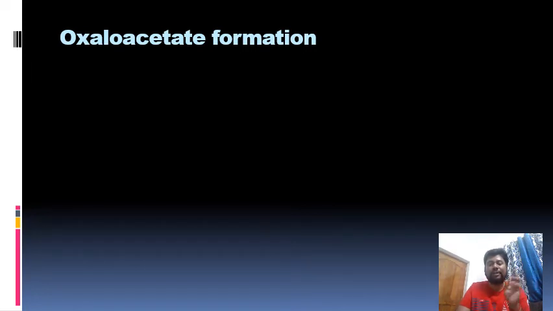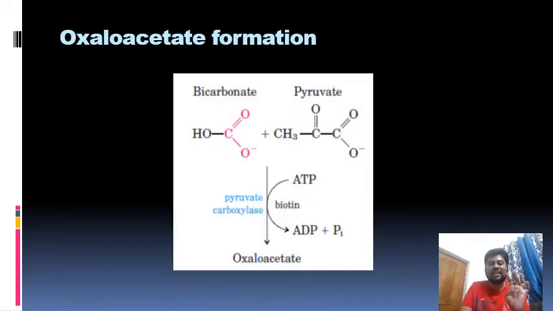How is this happening? Pyruvate is a 3-carbon molecule, whereas oxaloacetate is a 4-carbon molecule. So how do we convert a 3-carbon to a 4-carbon? Just by adding 1 carbon to it, by a carboxylation reaction catalyzed by the enzyme pyruvate carboxylase, for which biotin and ATP act as coenzymes.